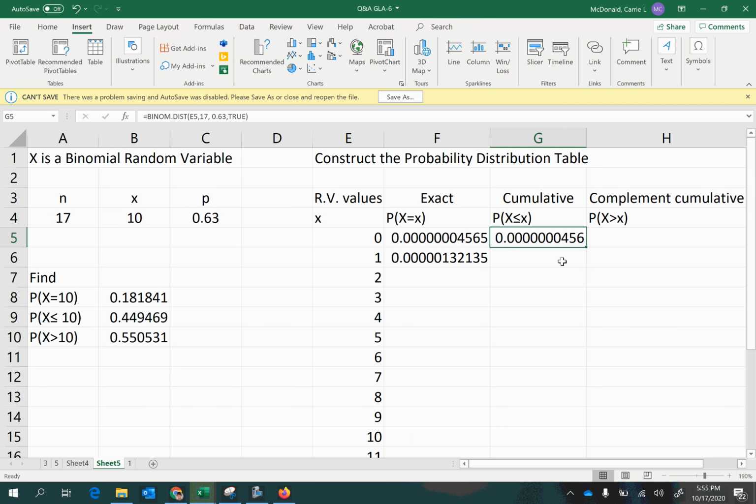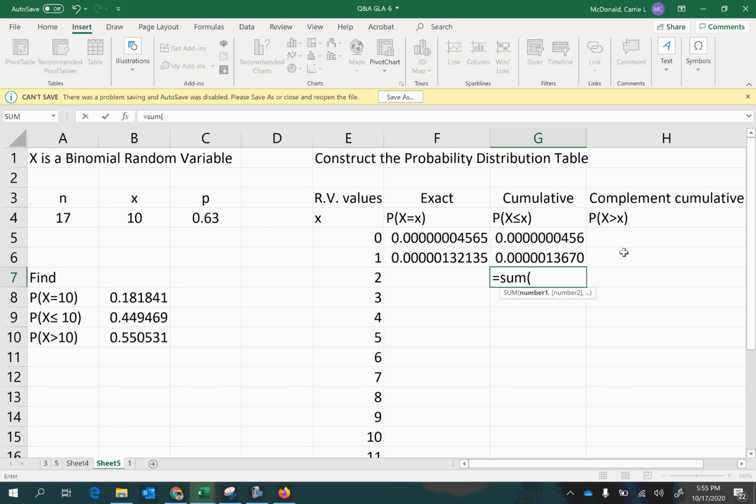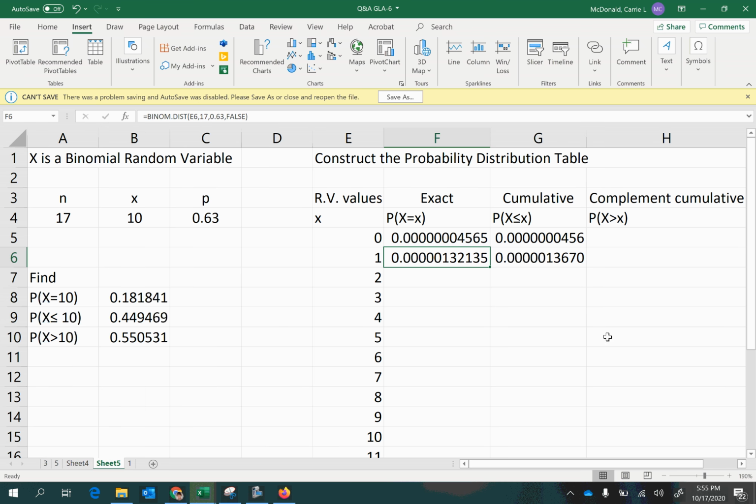All right, now, when I copy this down, it's going to add these two together. So watch what happens when I move this down. So now you see, if I were to add these first two probabilities, that is how I get that answer. And so it's going to continue to accumulate as we go down.